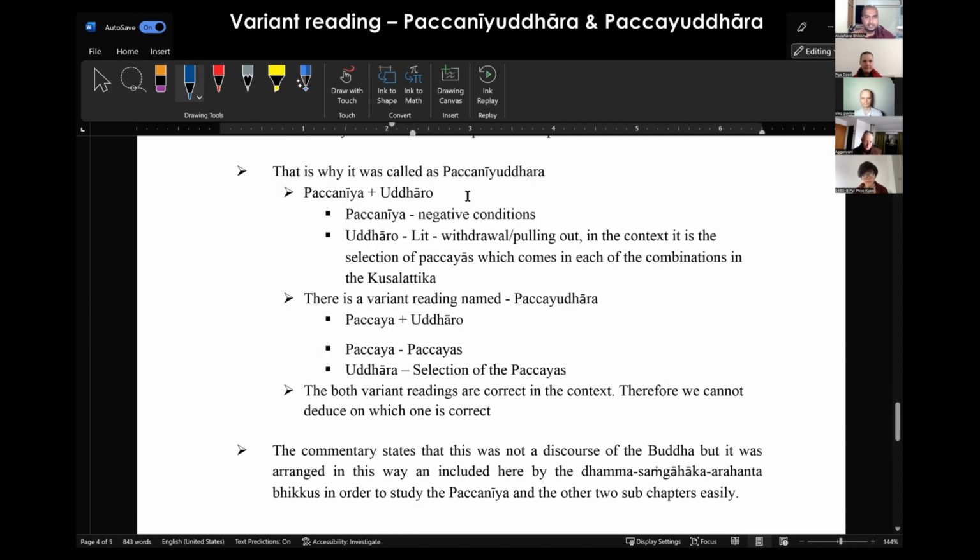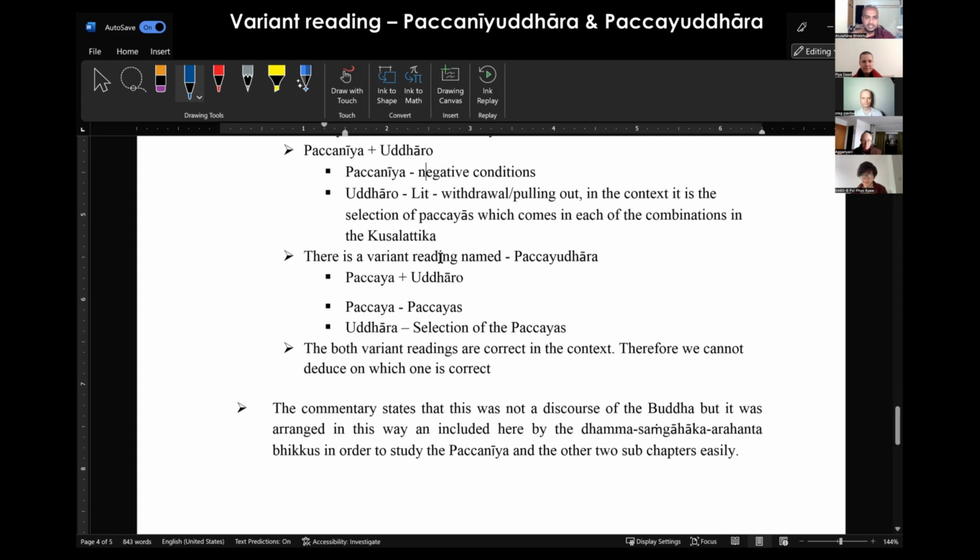So now we are looking at the term Paccanīyuddhāra. The reason to call it the Paccanīyuddhāra is that what we are going to do in the Paccanīyuddhāra is select the paccayas which come in each of the combinations in the kusalattika. So Paccanīya means the negative condition. Uddhāra, in Pali, means withdrawal, pulling out, picking. So what is done essentially is that we withdraw, we pull out the paccayas in order to understand the next 3 chapters, for the Paccanīya chapters.